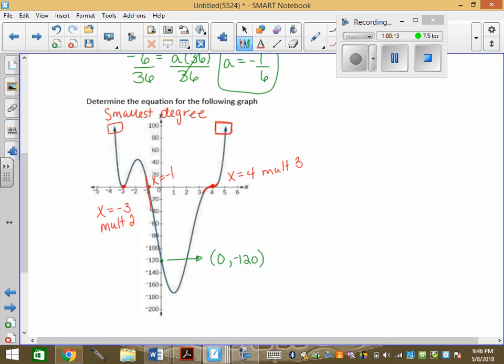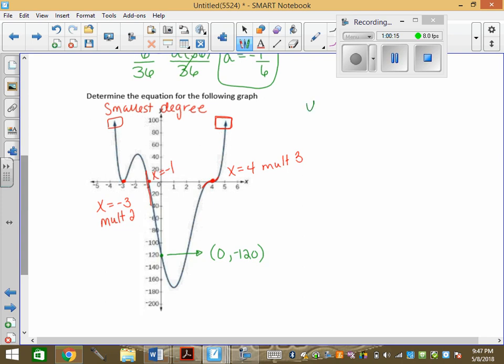So let's go and make an equation. So we're going to have y equals a. We also have to put that a. And then we're going to have x plus 3 squared. And then we're going to have x plus 1 to the 1, technically, or nothing. And then we're going to have x minus 4 cubed. And then we're going to plug in 0 and -120.